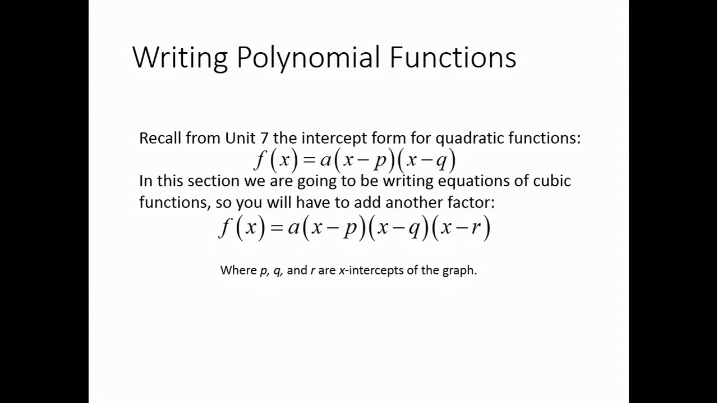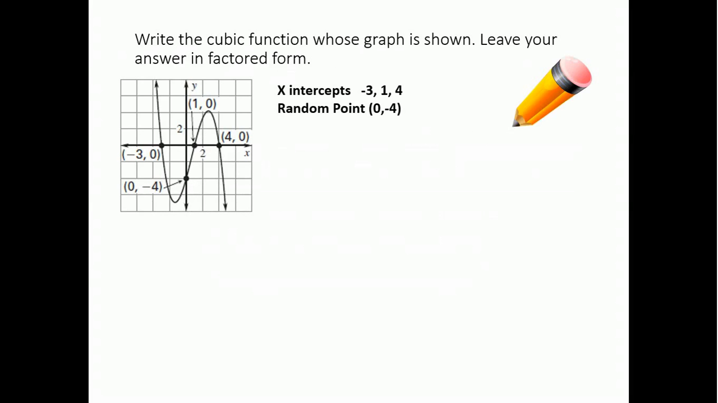Let's take a look at a couple of examples so you get an idea of how to do this. So, on this one, I have a graph here on the left-hand side, and I need to leave my answer in factored form. So you do not need to multiply this out to get an x cubed function, which is super awesome. So on here, it looks like I have x-intercepts at -3 here, one at 1, and one at 4, right? And then I have this really random point right here. We want that random point. It's going to be useful for us.